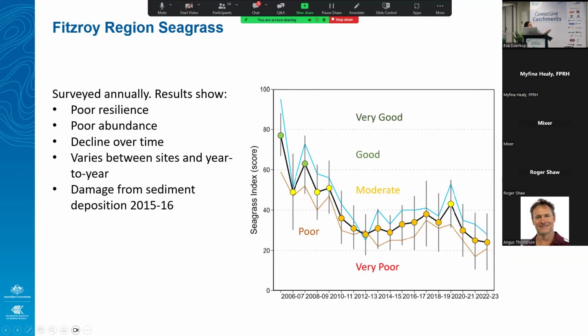But yeah, you can see over the years, seagrass hasn't been doing too well in this region, and it does vary from site to site and from year to year. In years where there's a big flood event, you often get damage due to sediment deposition, especially in those.